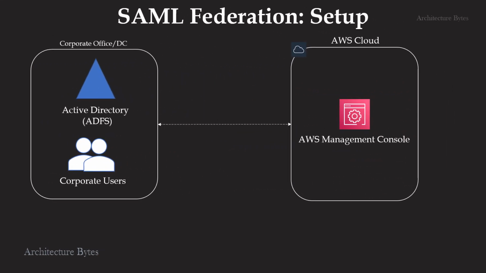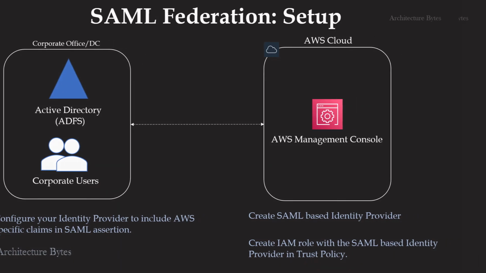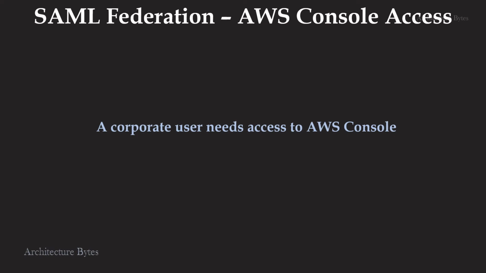To set up SAML-based federation, configure your identity provider like Active Directory to include AWS-specific claims in SAML assertion. And in AWS, create SAML-based identity provider and a IAM role with SAML-based identity provider in trust policy. Our use case here is a corporate user needs access to AWS console. This user does not exist in AWS IAM.